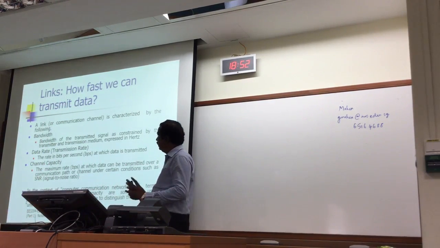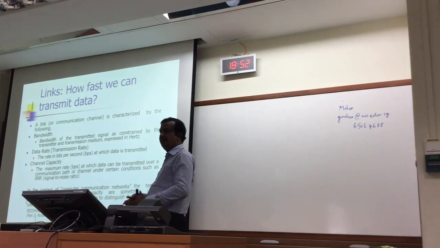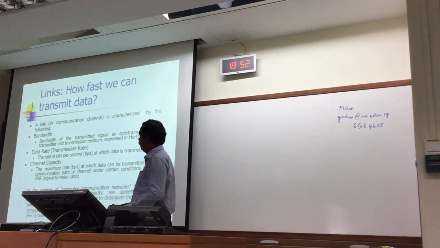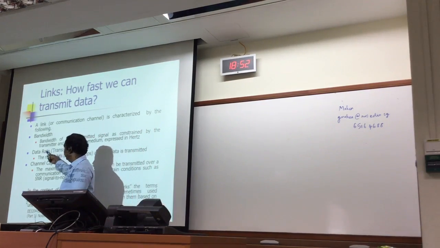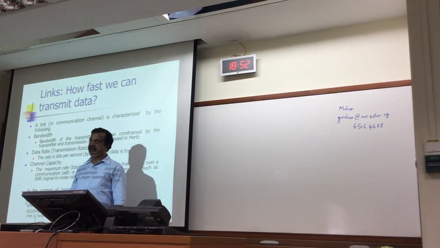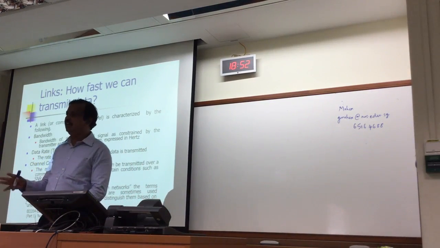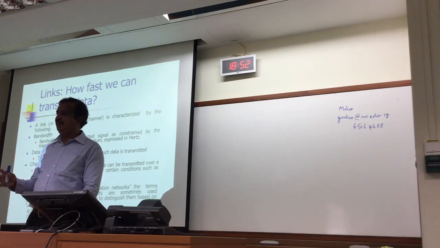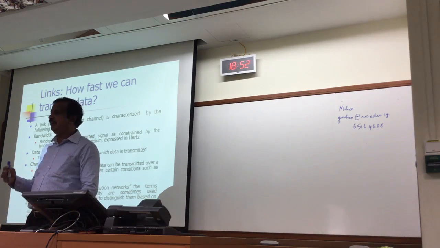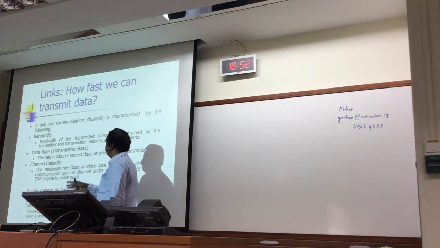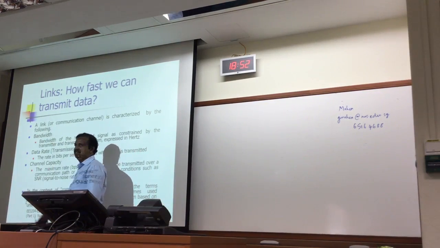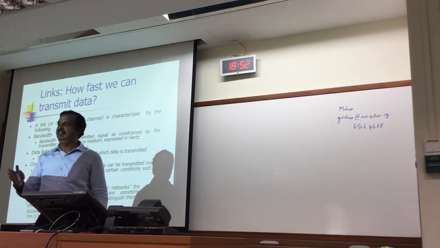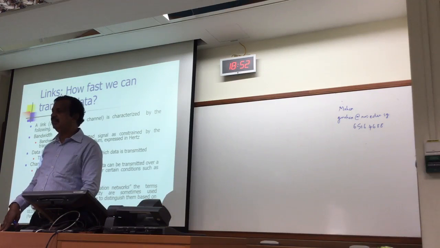It is associated with every link. A link is characterized by 3 parameters: bandwidth, data rate, and capacity. Link capacity or channel capacity, link bandwidth, link rate, transmission rate, data rate, bit rate. So these are the terms which we use to characterize a link.